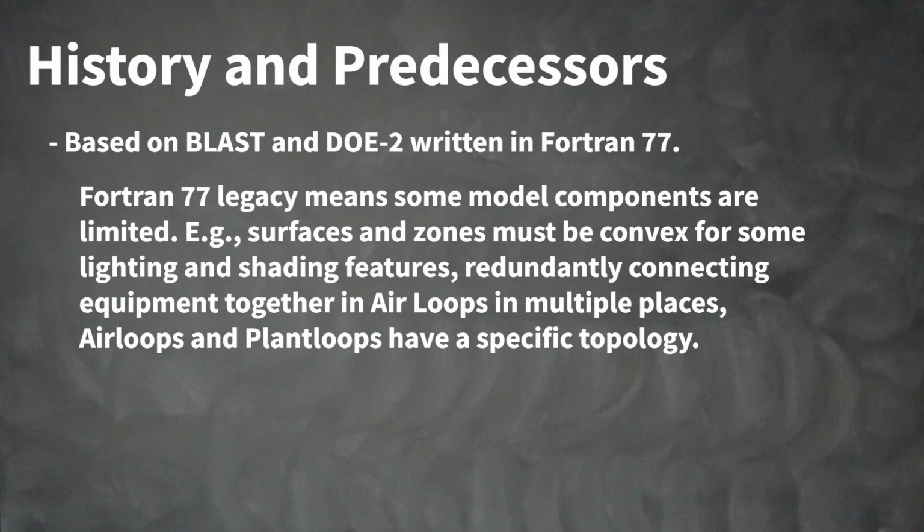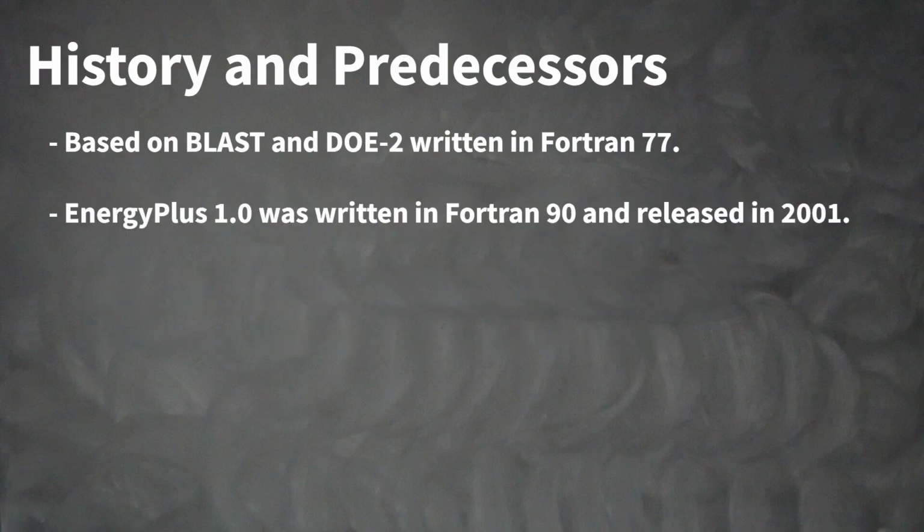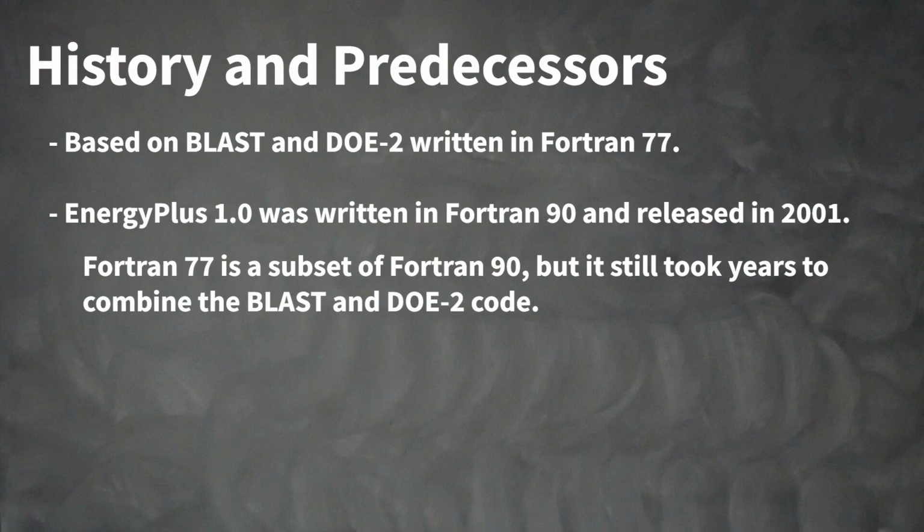There's a lot of redundantly connecting equipment together in air loops in multiple places, and air loops and plant loops have a specific topology. You can't really deviate from that topology or the model just won't run. EnergyPlus 1.0 was written in Fortran 90 and released in 2001. Fortran 77 is a subset of Fortran 90, so it was easy to translate to Fortran 90, but it still took years to combine the BLAST and DOE2 code.